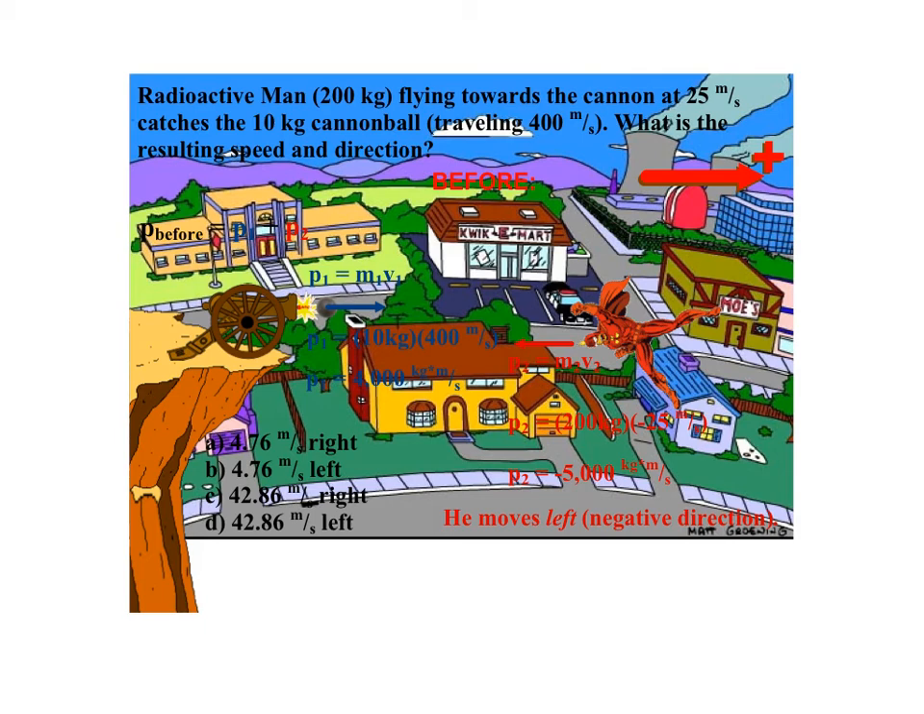The total momentum then beforehand must be 4,000 plus a negative 5,000 kilogram meters per second, or a negative 1,000 kilogram meters per second. This also means that we should have the momentum afterwards being equal to a negative 1,000 kilogram meters per second as well. Afterwards, they combine and become a combined mass of 200 kilograms plus 10 kilograms, or 210 kilograms, and it's our job to figure out what the speed, or the velocity when you add direction, is of the combination.